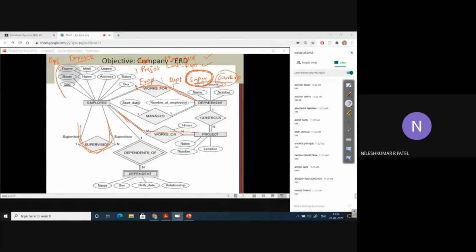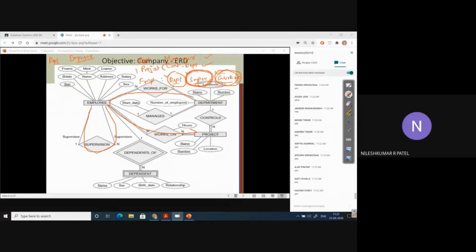And as you can see, we were able to identify three attributes: department attribute, supervisor attribute, and works on attribute. And these three represent three relationships. One is this, second one is this particular one, and third one is this itself. So we were able to identify three relationships by removing these three attributes.